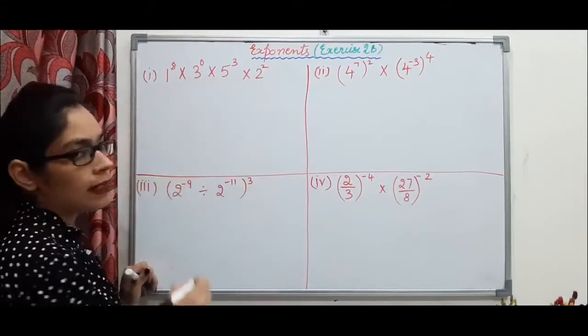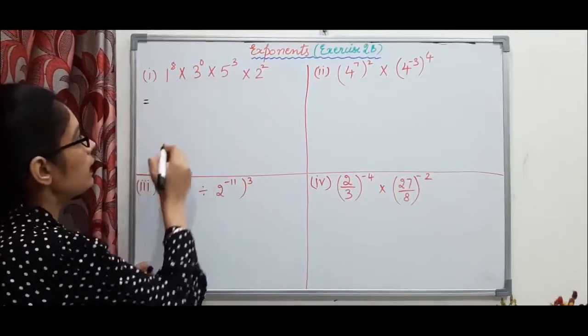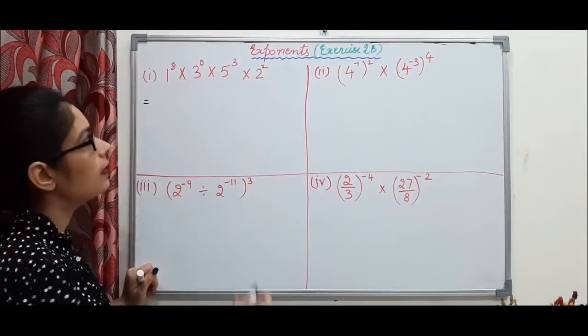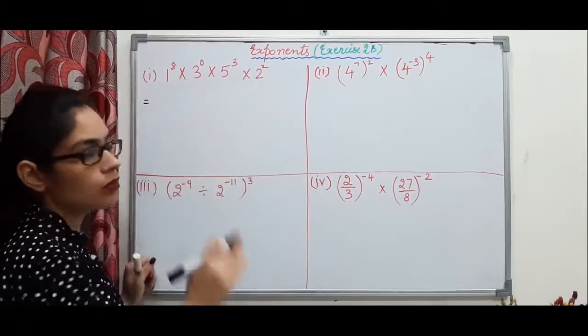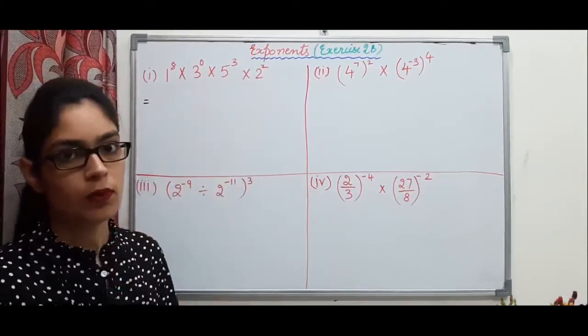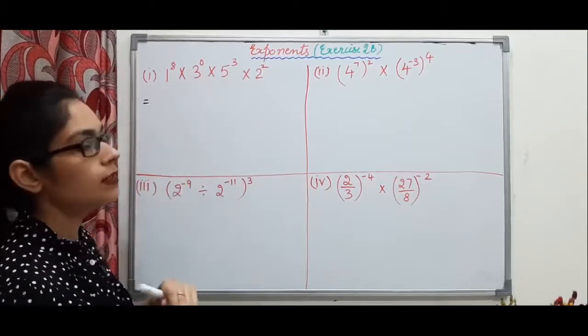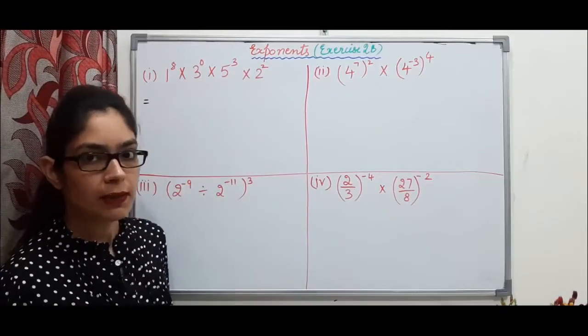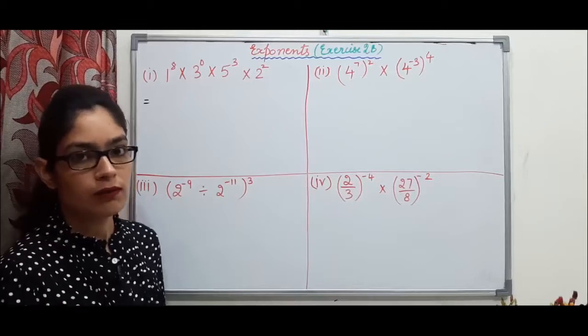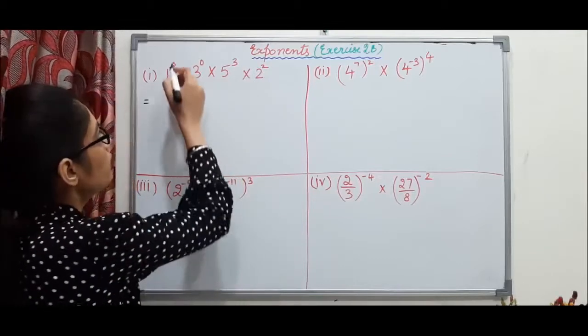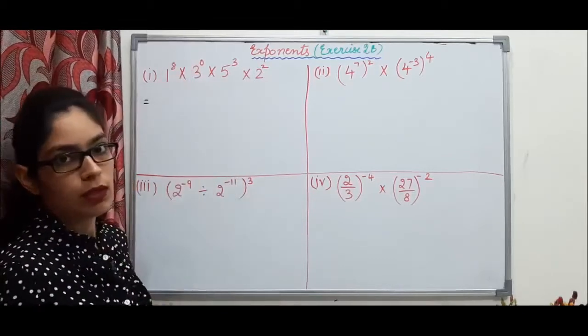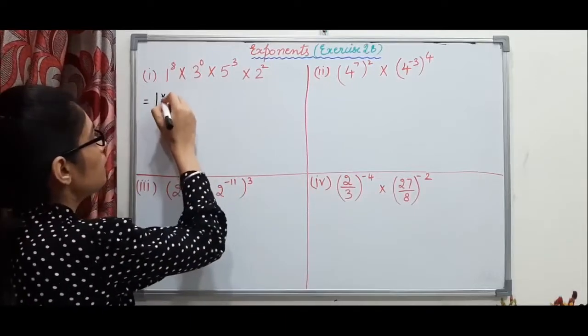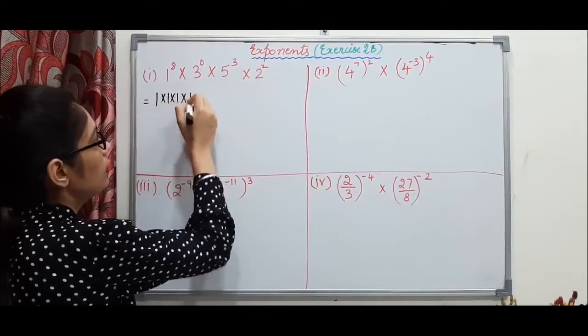See, 1 to the power 8. The first thing is that we should always see whether the bases are the same or not. Here all the bases are different. If all the bases are different, then how can we solve? We just have to expand it. Like 1 to the power 8 means 1 is getting multiplied 8 times.